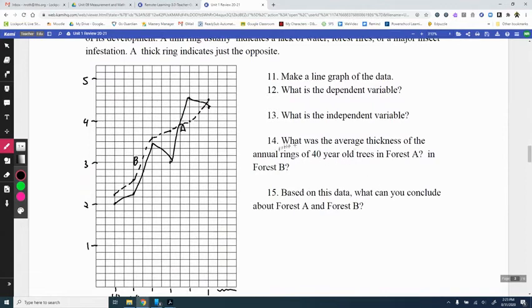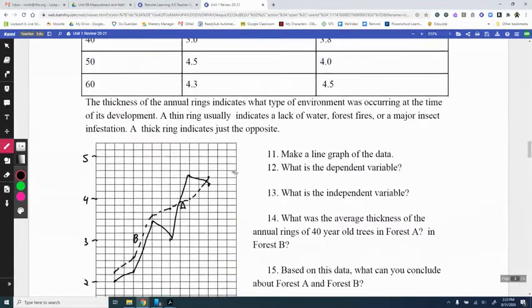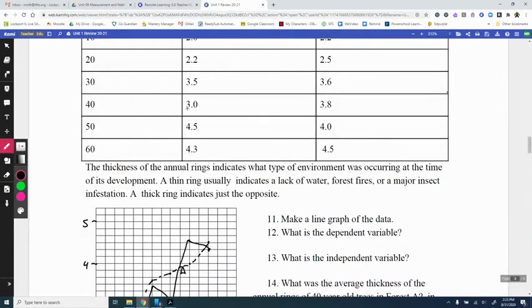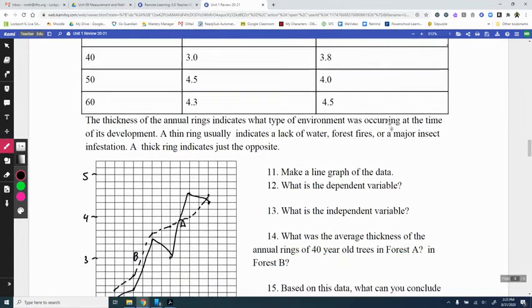What is the average thickness of an annual ring of 40-year-old trees in forest A and forest B? So for 40 years, it's 3.0 for forest A, 3.8 in forest B.